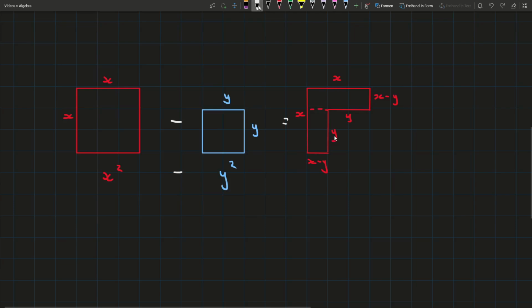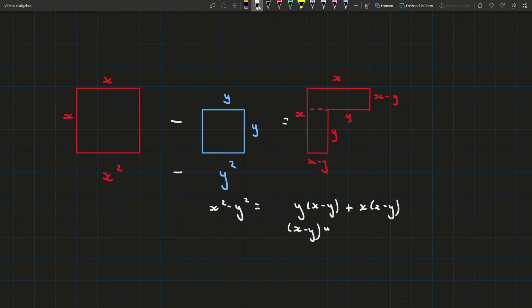So if we do it, you can see the area of this little rectangle is y times x minus y. I'm sorry, this is still equal to x squared minus y squared. It's still equal to that because the areas are the same, as I said. Plus, and then the area of this rectangle is x times x minus y. And then finally, we can just take out an x minus y that they have in common, that's their highest common factor.